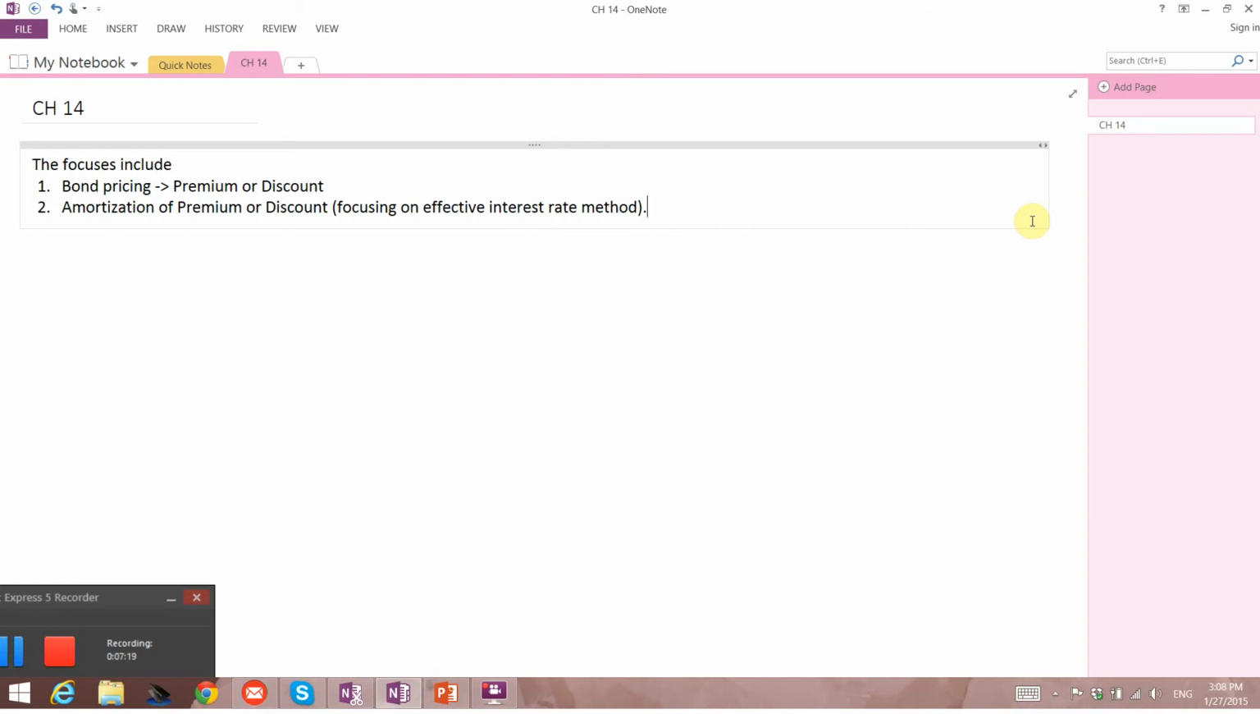Okay, so in this chapter, we will talk about the effective interest rate method, which is actually the method that is tested more heavily in the CPA exam. Okay, so that is the focus of this chapter.